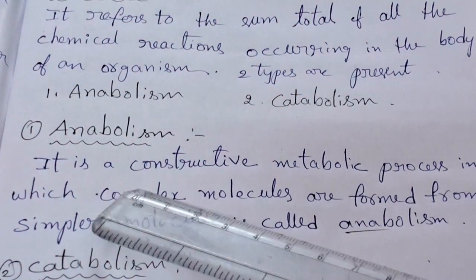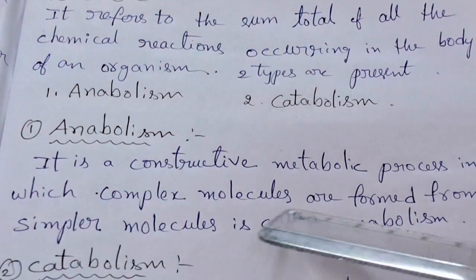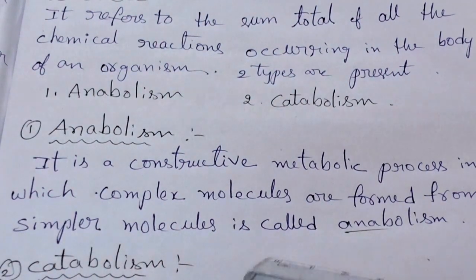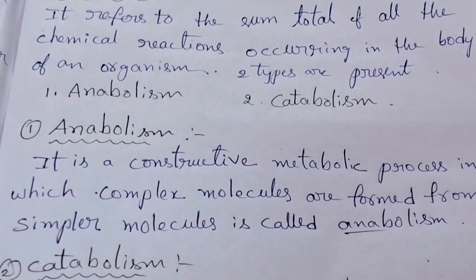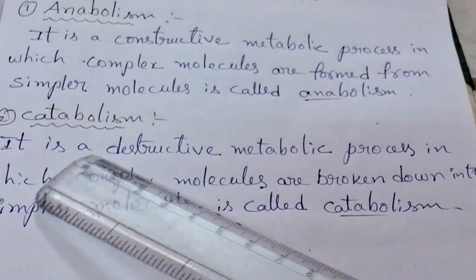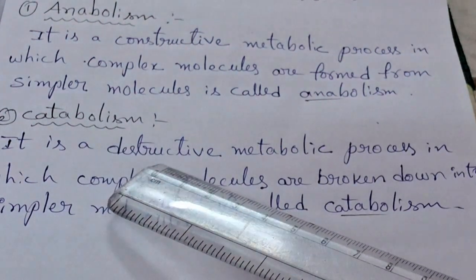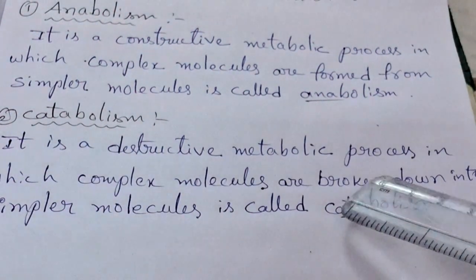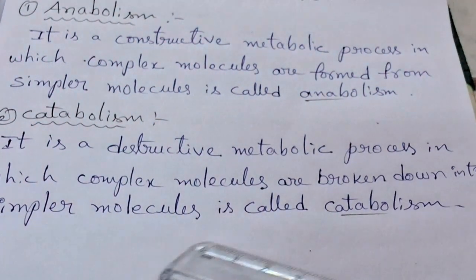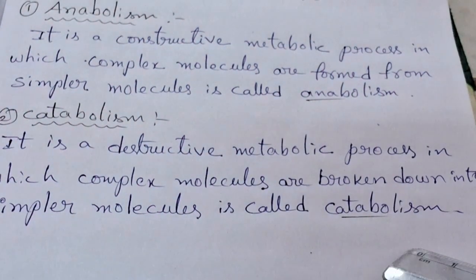What is the meaning of anabolism? It is a constructive metabolic process. In this process, complex molecules are formed from simpler molecules. This is called anabolism. And the second one is catabolism. It is also called a destructive metabolic process, in which complex molecules are broken down into simpler molecules. This process is called catabolism.